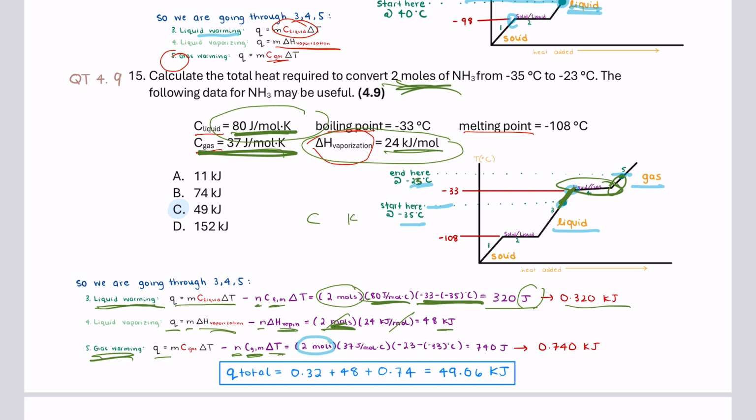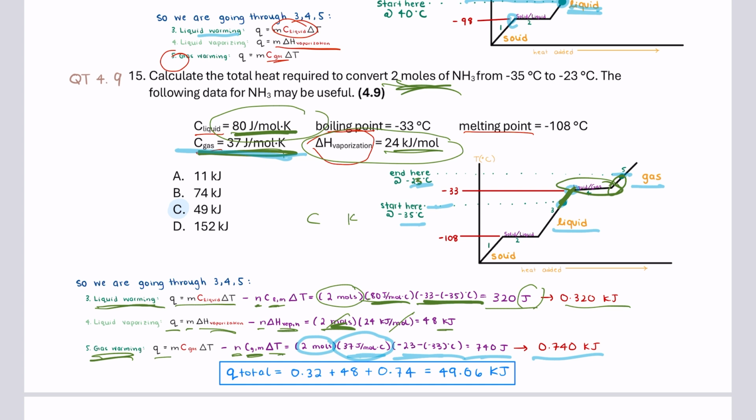We have 2 moles. This is multiplied by the molar heat capacity of the gas, which is 37 joules per mole per Kelvin, equal to 37 joules per mole per Celsius. So we can write it in that form since our temperature is in Celsius. And then delta T is final temperature minus initial temperature. So negative 23 minus negative 33 degrees Celsius. When we plug this into a calculator, we're going to get approximately 740 joules or 0.740 kilojoules.